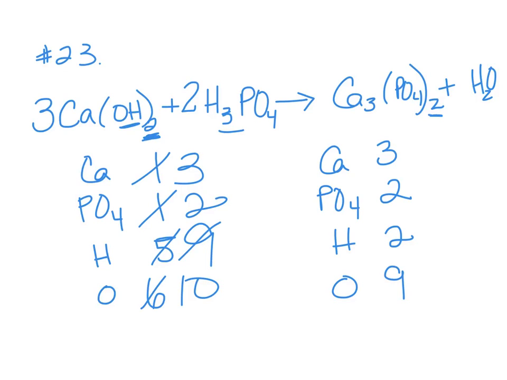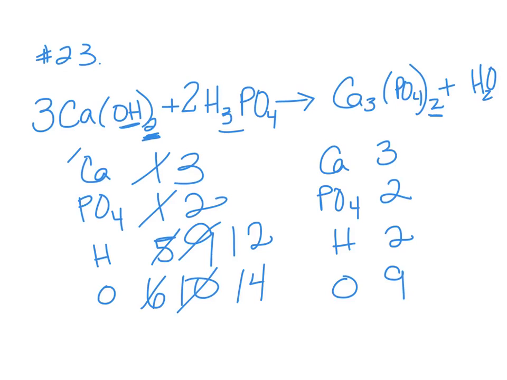So now I have 2 PO4s. 2 times 3 gives me 6 hydrogens, and 3 times 2 is another 6, so I'll have 12 hydrogens all together. So my new number is 12, and then my oxygens are 3 times 2 oxygens will be 6, and 2 times 4 is 8, so 8 plus 6 gives me a new count of 14.